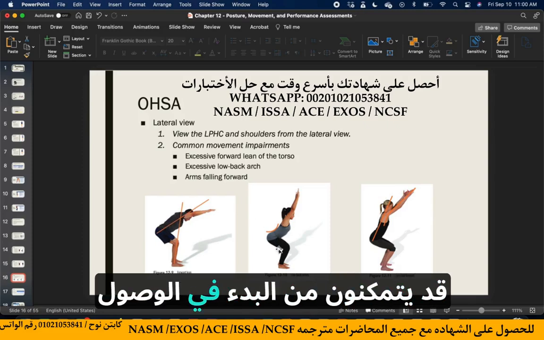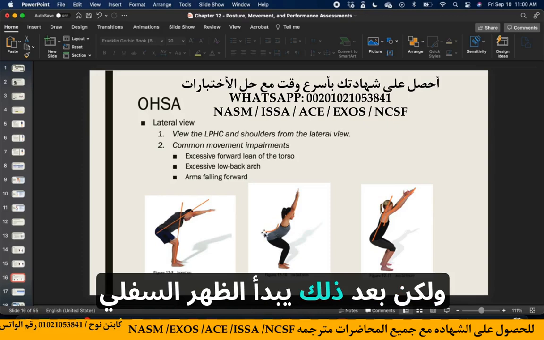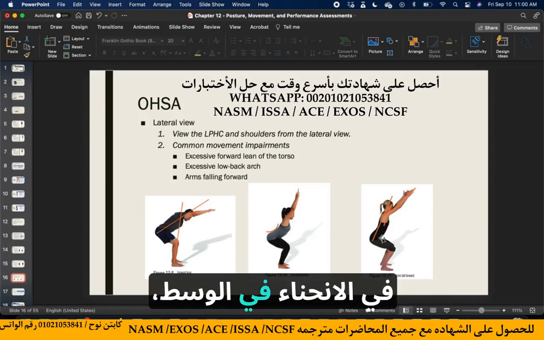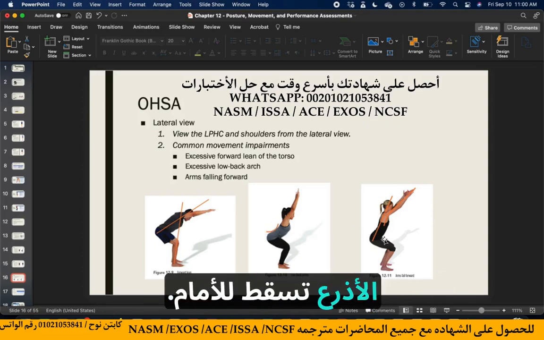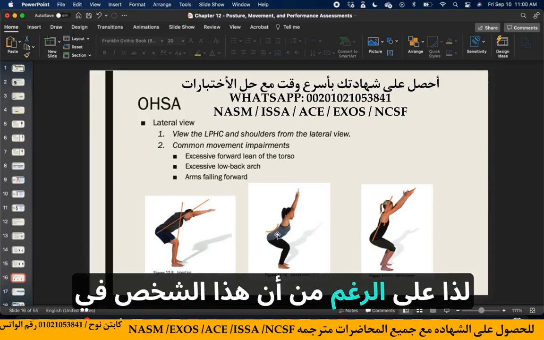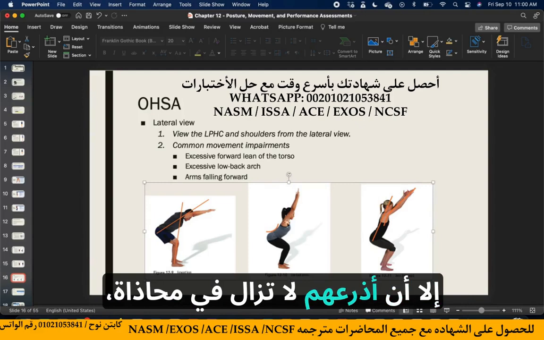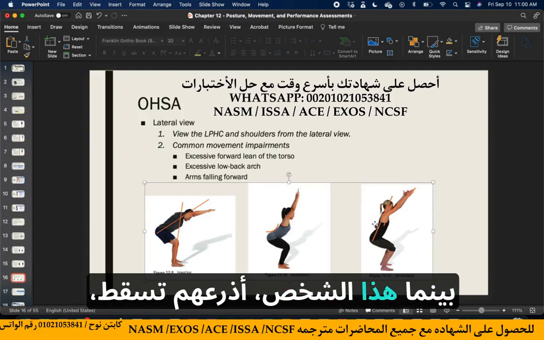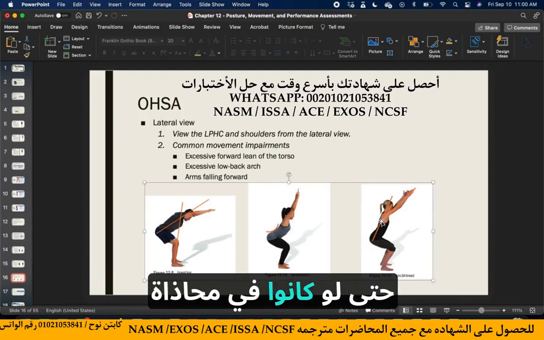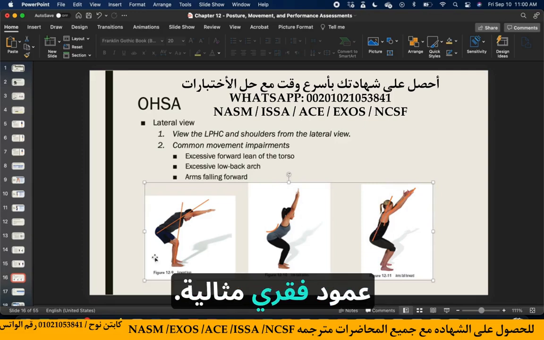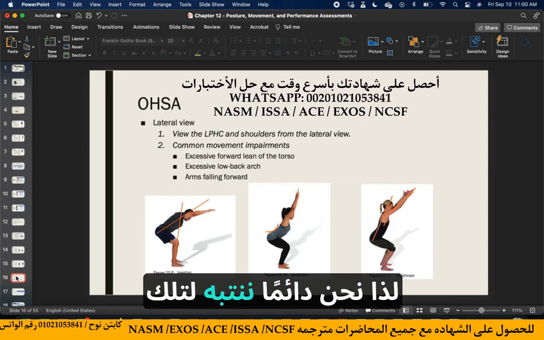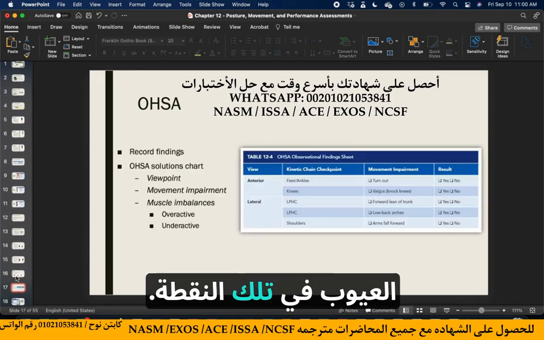They might be able to start getting to full depth, but then their lower back starts rounding in the center. And then the other one is going to be their arms falling forward. So although this person in the center has low back arching, their arms are still in alignment, whereas this person's arms are falling, even though they might be in optimal spinal alignment. So we're always paying attention to those impairments at that point.